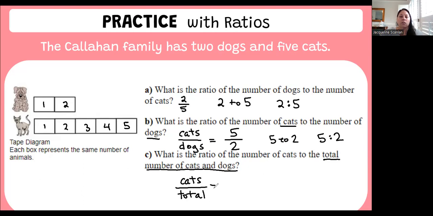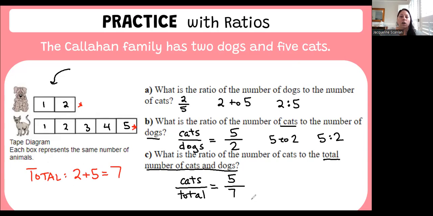Okay, so I could very easily go over here and look at my visual representation and figure out that there are still 5 cats. That hasn't changed. But to get the total number of animals, I would add the number of dogs plus the number of cats. So to get my total, I would add 2 plus 5, and that would give me the total number of pets in the Callahan household, which is 7. So the denominator of that fraction now would be 7.